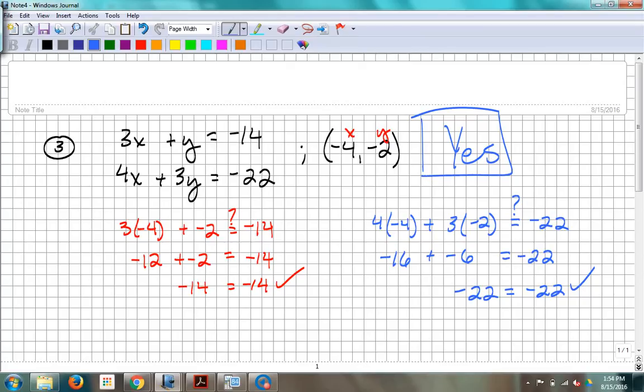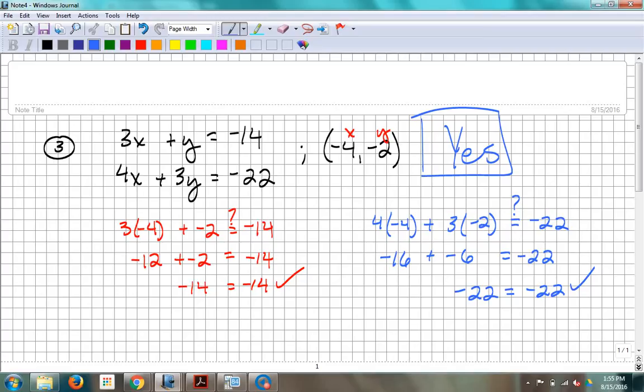Okay. If either one of those doesn't turn out to be the same, then it's no. If one of them works and the other one doesn't, you might want to go back and make sure you got your signs right and everything's worked out correctly on the one that doesn't work. But it's got to work in both of them, or it's not the answer. It's not a solution if it doesn't work in both of them.